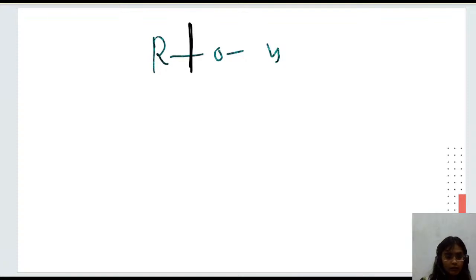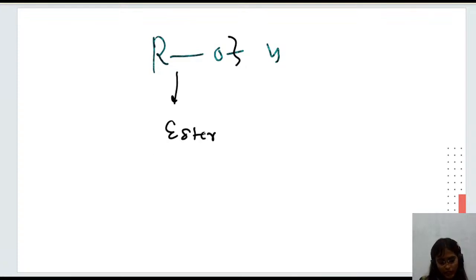Okay, wait. One more reaction we are left with. In this one, we are just left with one more, esterification. After this, we are going to discuss the second one. I'm sorry for this, I forgot about this. It's esterification.